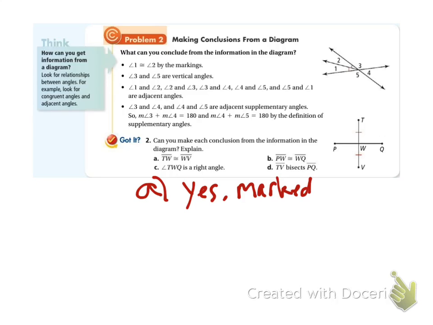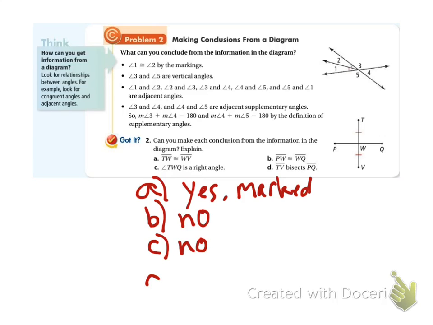B, do I know that PW is congruent to WQ? It looks like they are, but since it's not marked, I cannot conclude that they are congruent. C, is angle TWQ a right angle? Well, it sure looks like one, but since it's not marked, I'm not allowed to say that it is. So no, I can't tell.